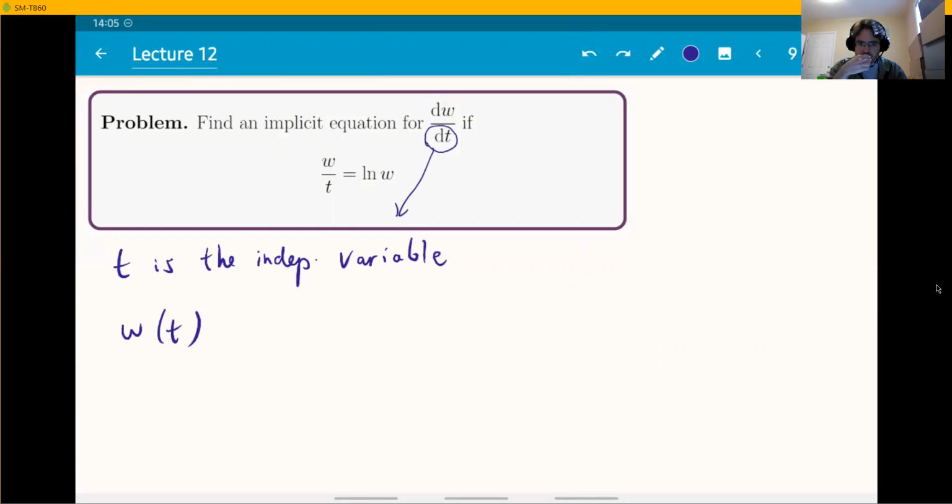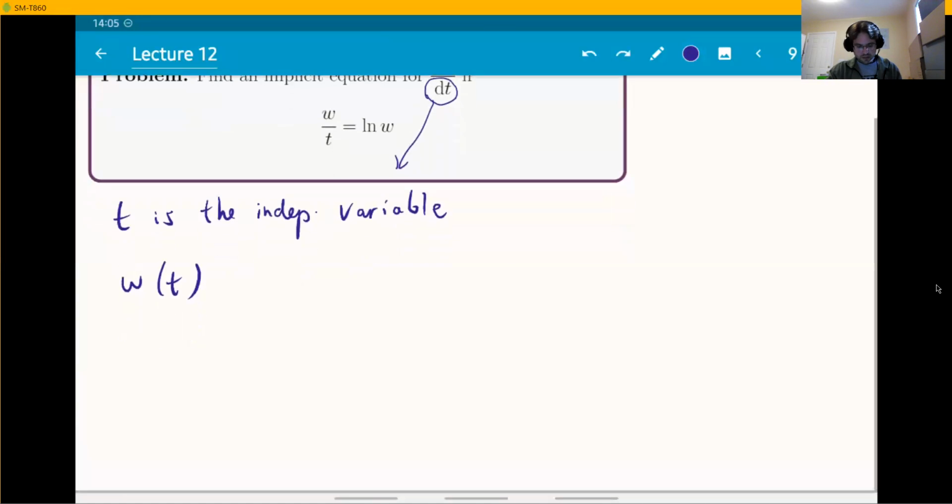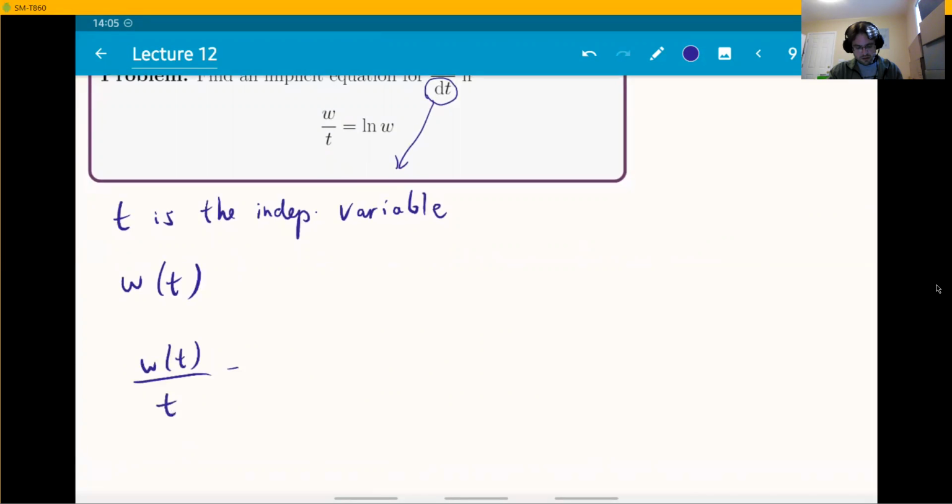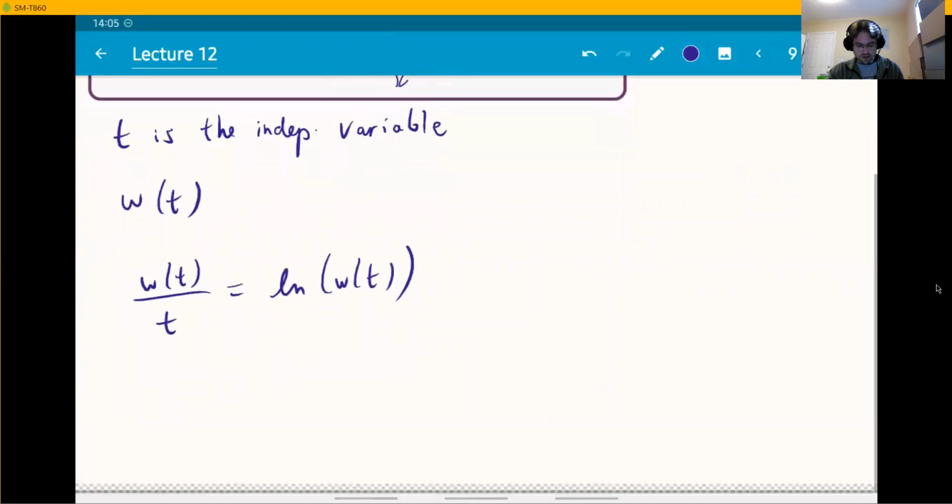So we don't know how to solve for w in terms of t from this equation. It involves w and also ln w. It's not possible to solve, but we can take derivatives of this. So the equation, again, I'm going to write the t dependency. You should do this at the start so you know exactly what is a function of t and what is not.